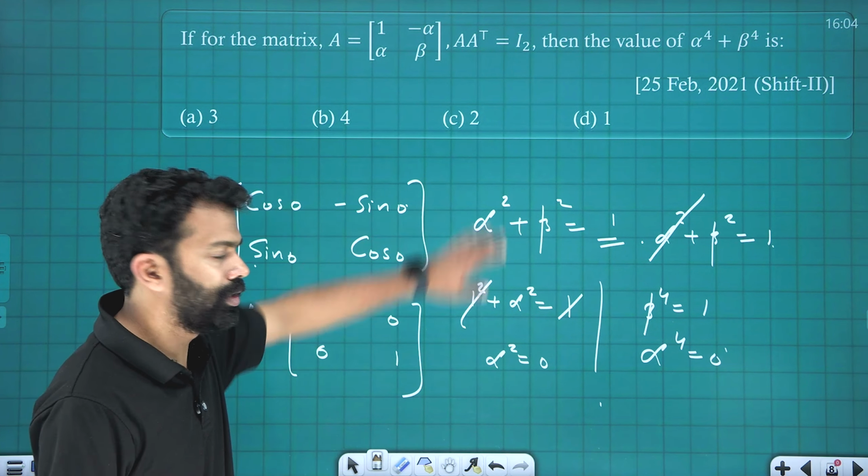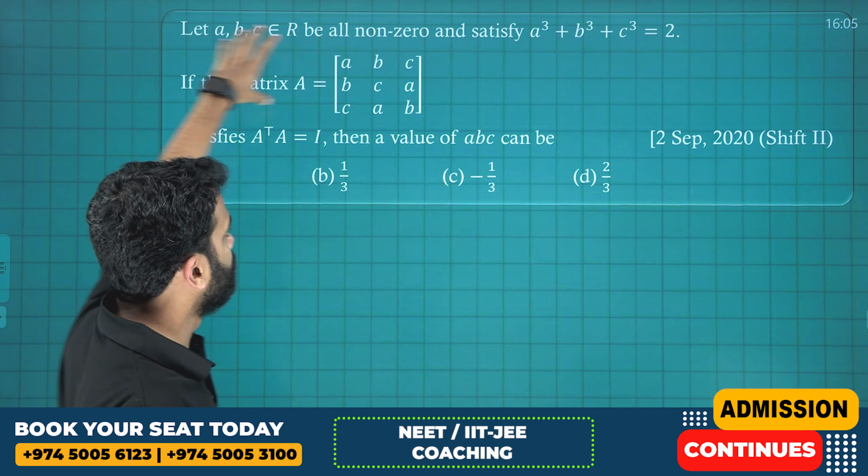Next one. A, B, C are elements of real numbers, all non-zero, and satisfy A cubed plus B cubed plus C cubed equal to 2. If matrix A is equal to A B C, B C A, C A B. It's a beautiful matrix. There was a question based on this matrix in a written exam, which was way before, and they found a very beautiful question based on this matrix, which we can detail later in advance, which I'm talking about.